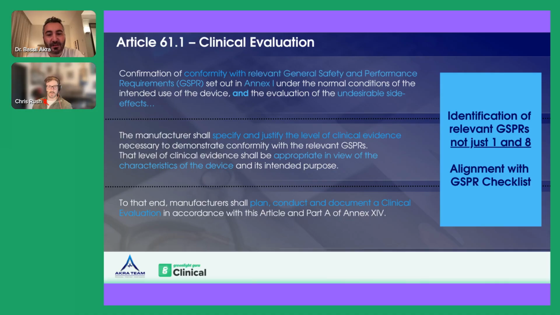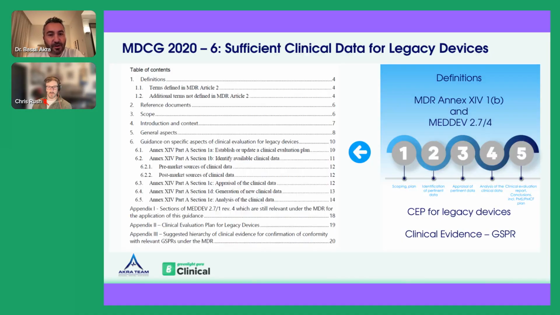So you need to tell them the story, how you want to conclude. And this is important for every manufacturer, regardless of the classification of a device.